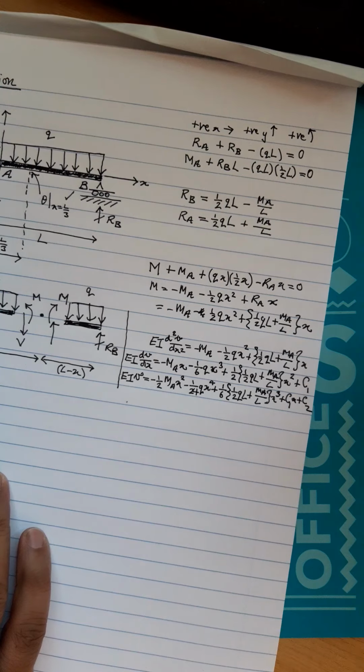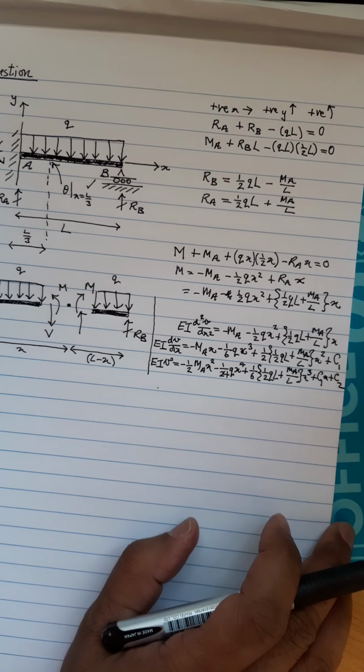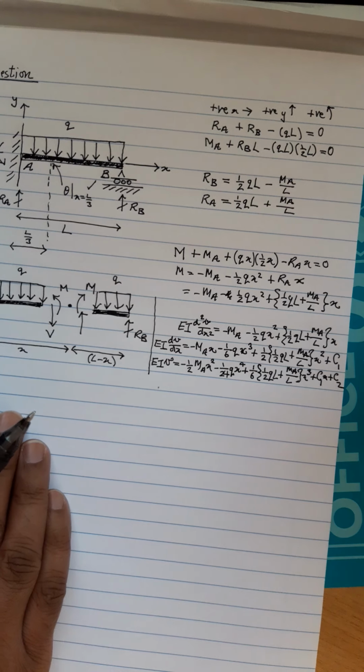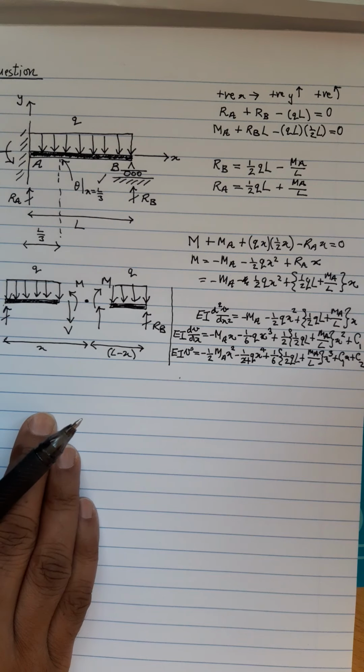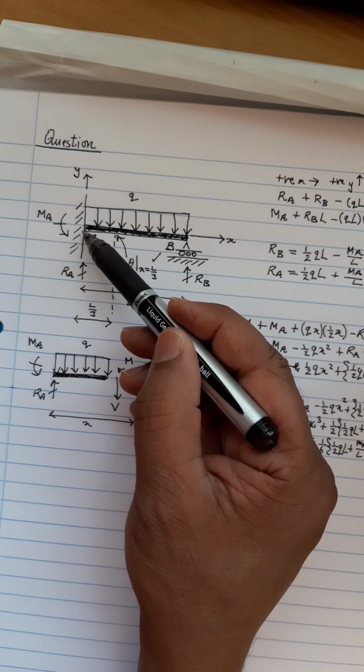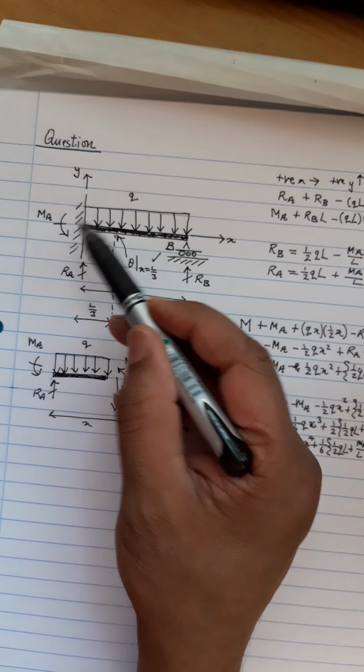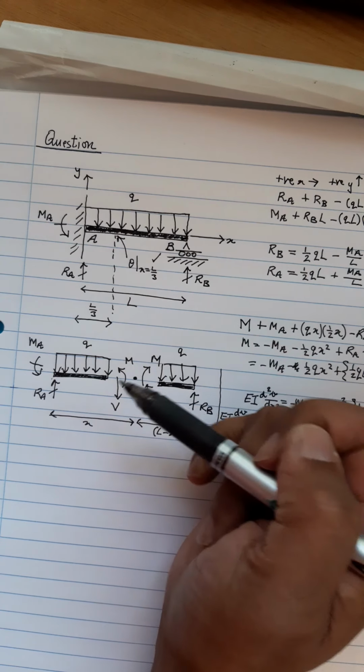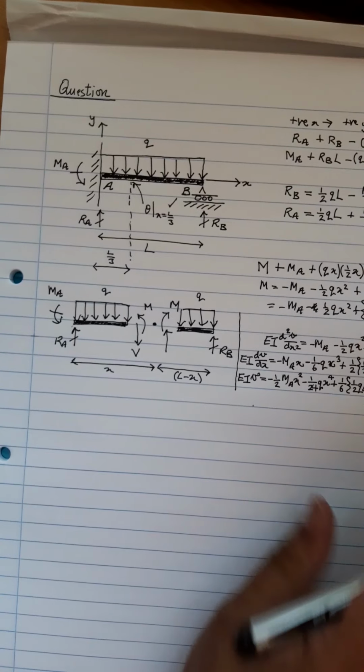C2 is another constant. Now I can apply the boundary conditions to my equation in order to work out C1 and C2. What are the boundary conditions? The deflection at point A is 0, the slope at point A is 0, the deflection at point B is 0.